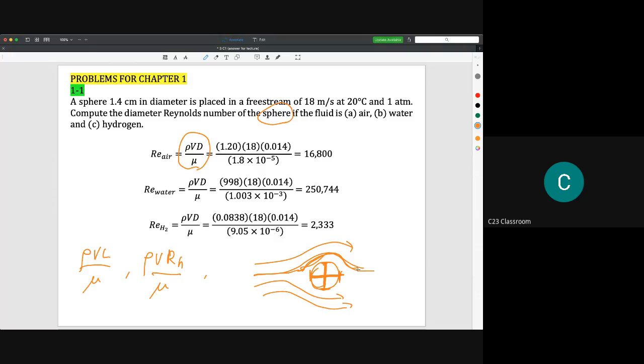The limit for this is that when the Reynolds number is greater than 5 times 10 to the power of 5, we assume that the flow is completely turbulent. So we have this equation, we substitute all the values, and you will get the Reynolds number for that sphere flowing in air, water, and hydrogen.